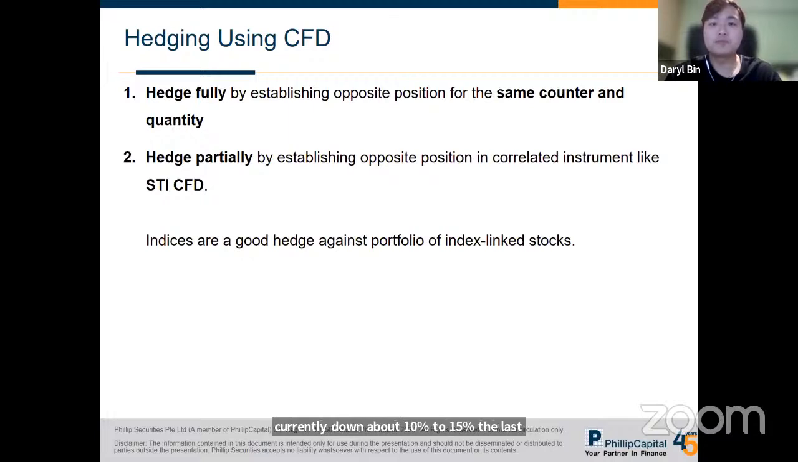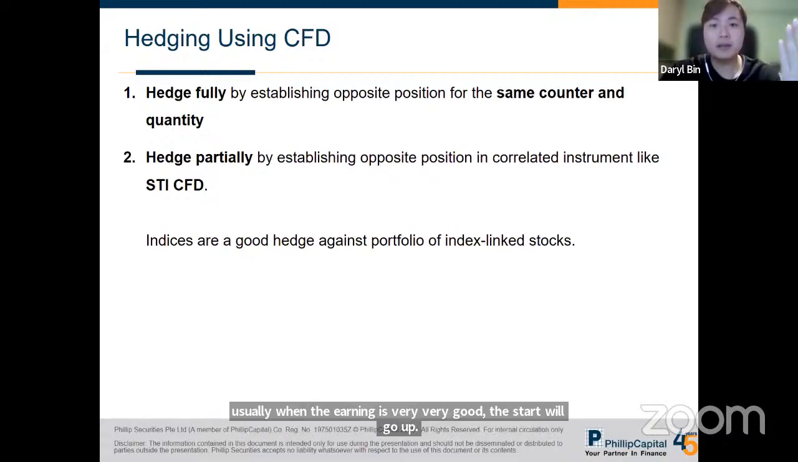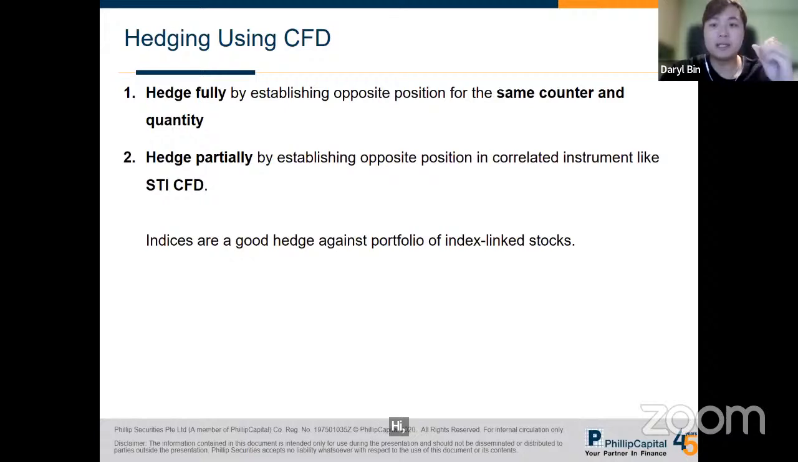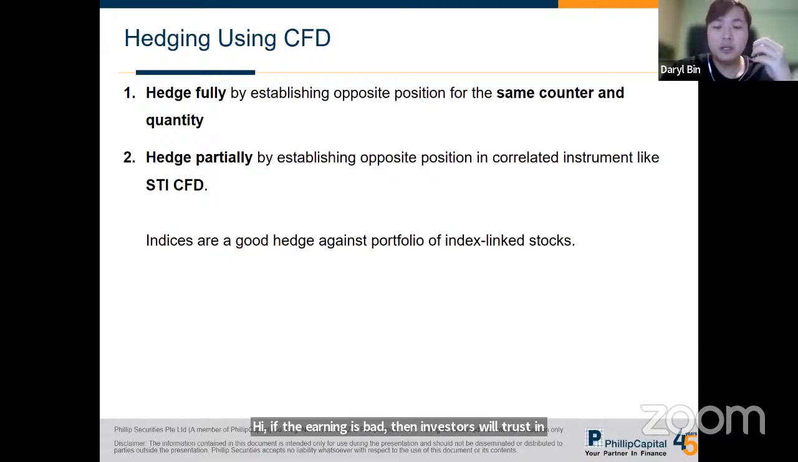If you actively trade in the market, you probably know that on earnings day, the volume is very volatile. Usually when the earning is really good, the stock will go up. However, if the earning is bad, then investors lose trust in the company and start dumping it. Like what we see on Facebook, people are dumping the stock. So yeah.